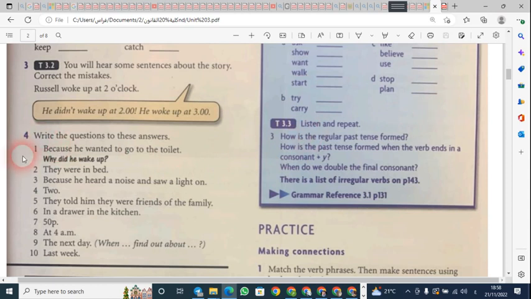Here we have, in this exercise, we should make questions to these answers. We have the answers, so things are reversed.